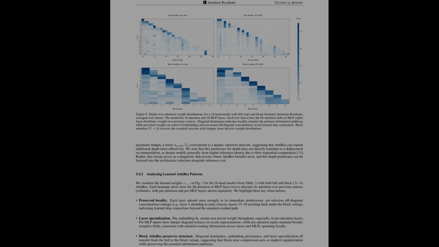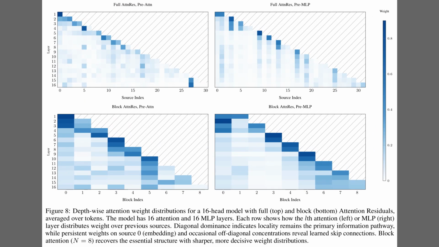Alright, after Table 3 highlighted the downstream gains, Figure 8 visualizes exactly how the model achieves this by showing the learned attention weights across depths. The top two heat maps display the full attention residuals before the attention and multi-layer perceptron layers. A strong diagonal pattern indicates that layers primarily pull information from their immediate predecessors, preserving locality. However, persistent vertical bands at source 0, which is the initial embedding, along with occasional off-diagonal dark spots, reveal that the model actively learns long-range skip connections to retrieve early features.